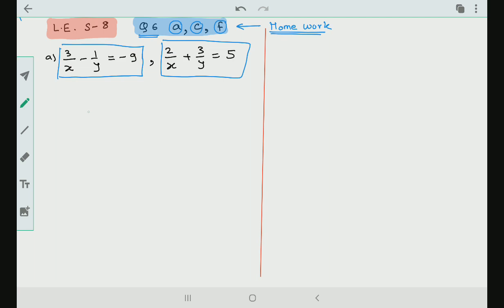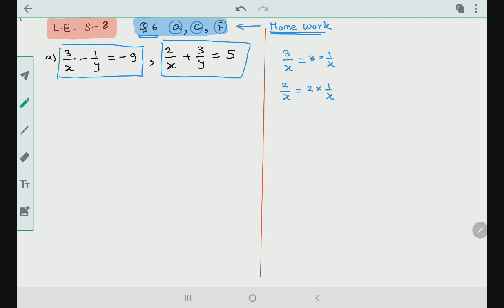Before I start the method, I just wanted you to understand a very simple concept: what do you mean by 3 by x? 3 by x means 3 into 1 by x. Same way, what is 2 by x? 2 by x means 2 into 1 by x. Right? So why am I telling you this?